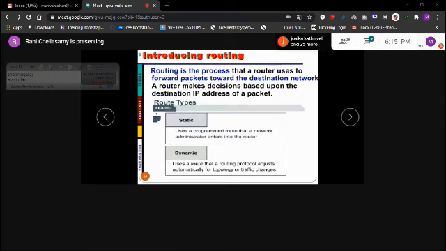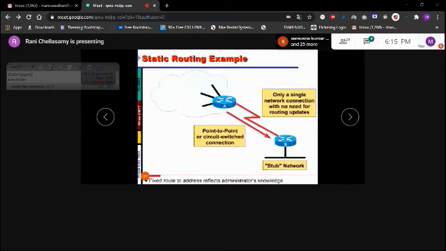Then the router installs the route in the routing table, and the packets will be routed using the static IP routes. So here you can see A router and B router. There is going to be only a single network connection between these two. The connection is going to be a point-to-point connection or circuit switch connection, no other path. So you cannot change to another path in case of static routing.